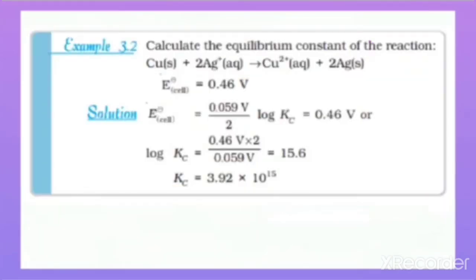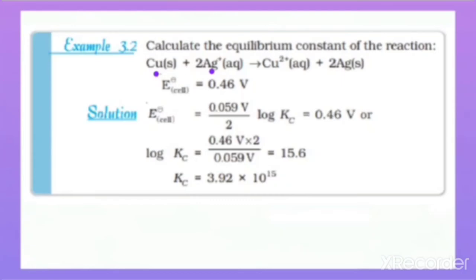Example 3.2, a textbook solved problem. Calculate the equilibrium constant of the reaction. The reaction given is copper plus 2 Ag plus giving rise to copper ion plus 2 Ag. It is a redox reaction, so it is better to split the reaction into anode and cathode reactions. You can find that 2 electrons are lost by the copper and 2 electrons are gained by the 2 silver ions. So the number of electrons lost is equal to 2.